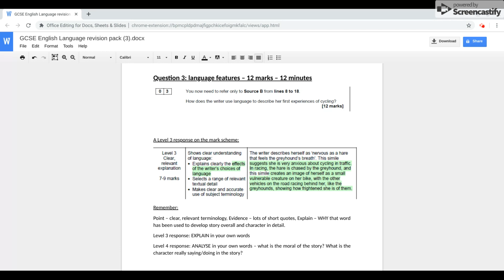So once you've identified an interesting and engaging point that answers the question in the source, link to language features, and then really focus on explaining the story and the writer's opinion in the story. And to do that, explain it in your own words and your own opinions, and make sure you focus on the why.